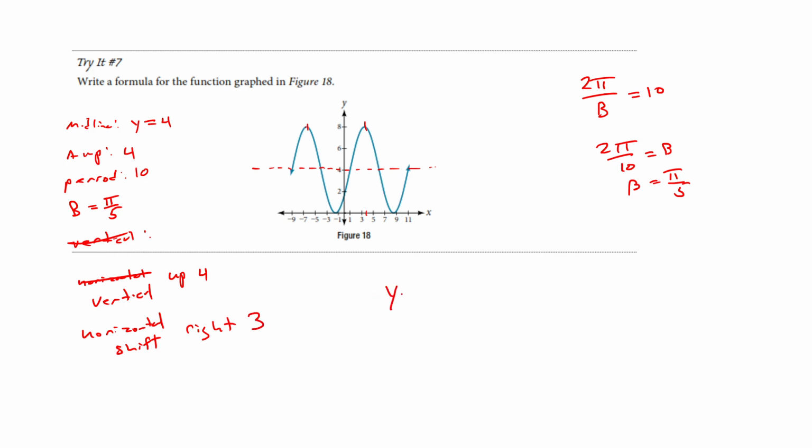Okay, so we've got everything we need. y equals 4 cosine of pi over 5 times (x minus 3), because we're going to the right, plus 4. Again, there are different versions. You could have thought of this as going back because the thing keeps repeating. You could have made a sine function, but the cosines are the easier ones to work with. And there we go.